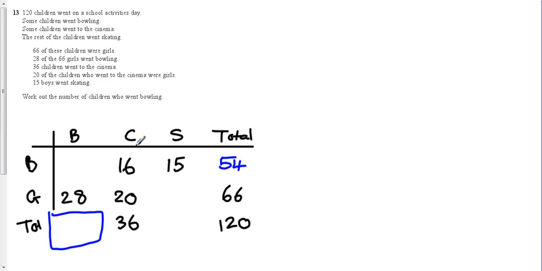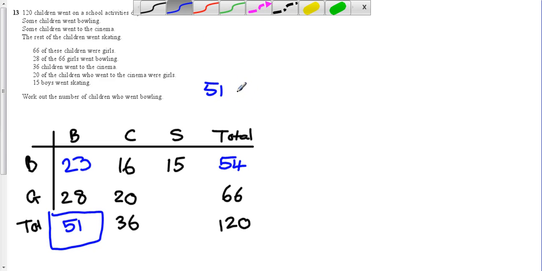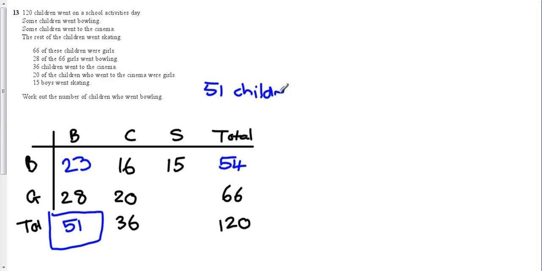31 of those either went to the cinema or skating, so the ones left would be 23, taking 31 away from 54, and that means if we add up the number of boys who went bowling and the number of girls who went bowling, we've got a total of 51. And just to make sure that the examiner can see your answer, you would need to put somewhere in your working 51 children went bowling.